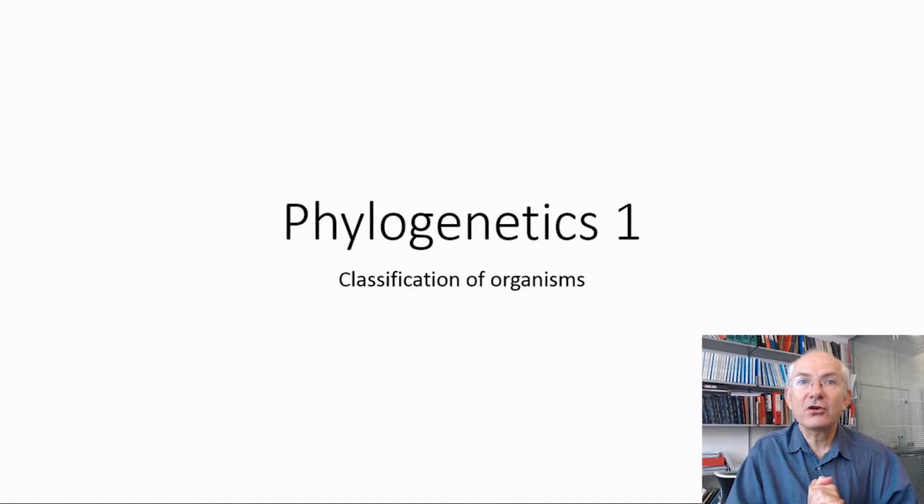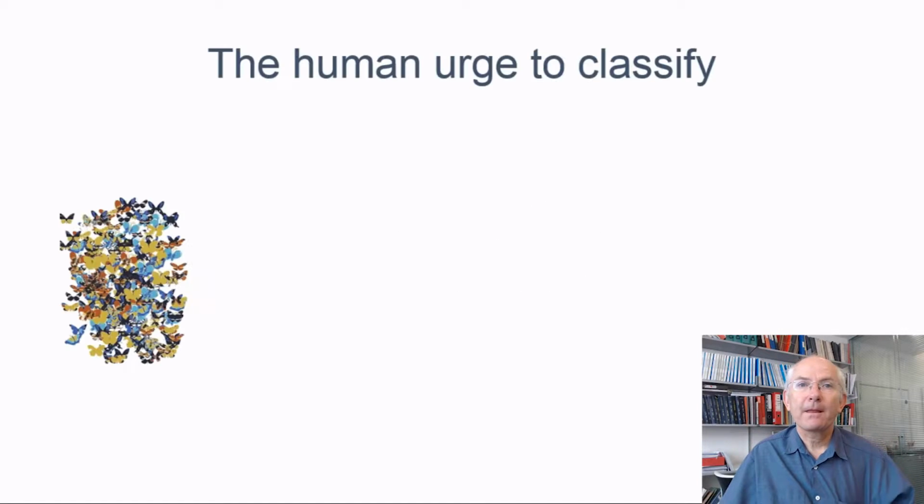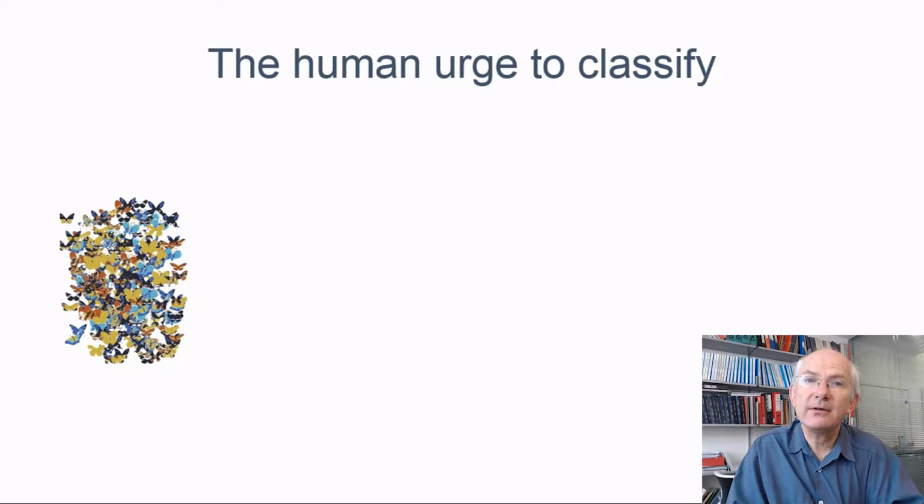Welcome to Evolutionary Phylogenetics number 1, in which we're just going to review how scientists classify organisms. As humans, we're faced with bewildering diversity in the living world, which can be very, very confusing. So we have a natural tendency to try and bring order into complexity, and one of the ways we do that is by giving names to things, where those names try to describe things that are similar to each other.